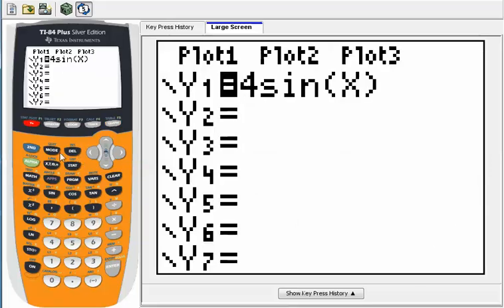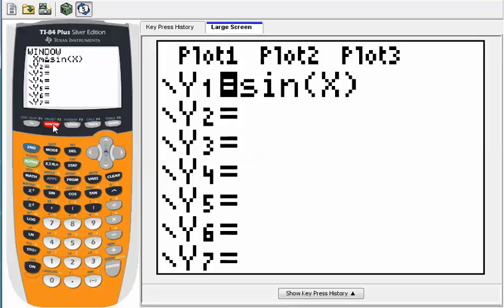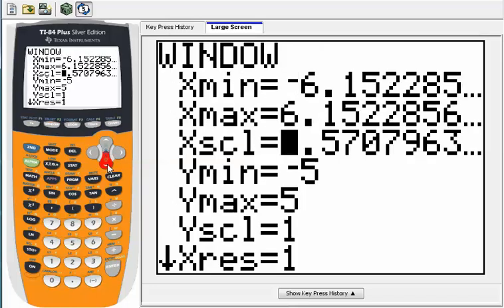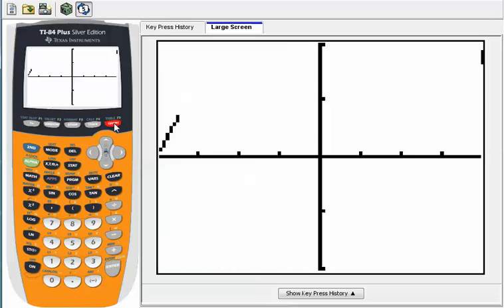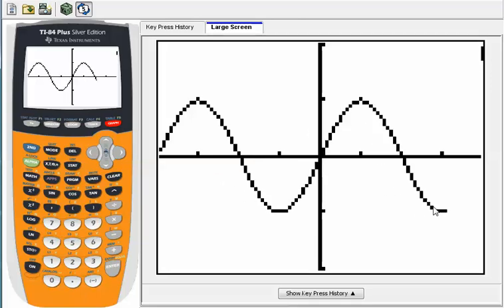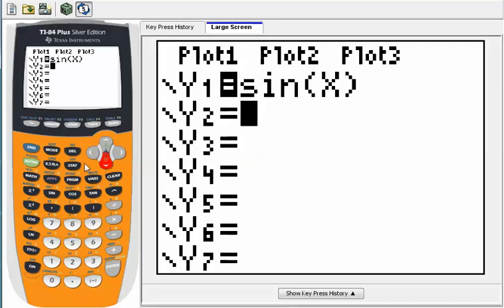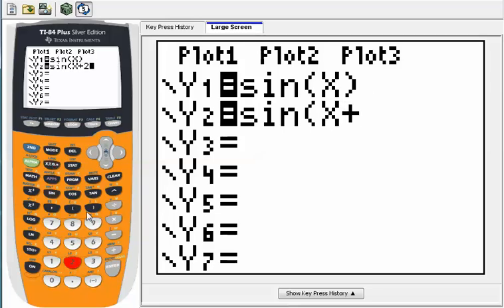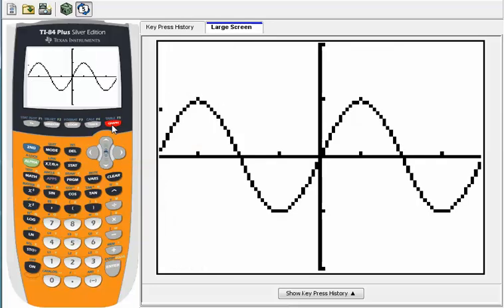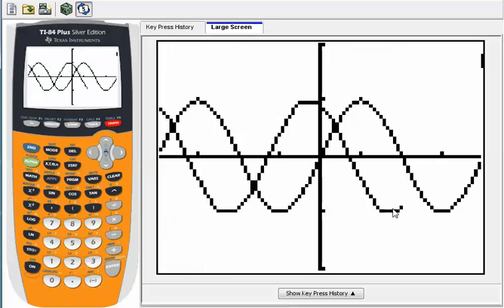Okay, so let's see. I'm gonna get rid of the 4 in front of sine. We're just gonna have a plain vanilla sine function right here. I'm gonna change the window back to negative 2 and 2, and okay, so there's good old boring, nothing going on with my sine function. Alright, so let's compare and contrast. I'm going to put in the exact same thing, but I am going to add 2 into the x here. So let's see what becomes.